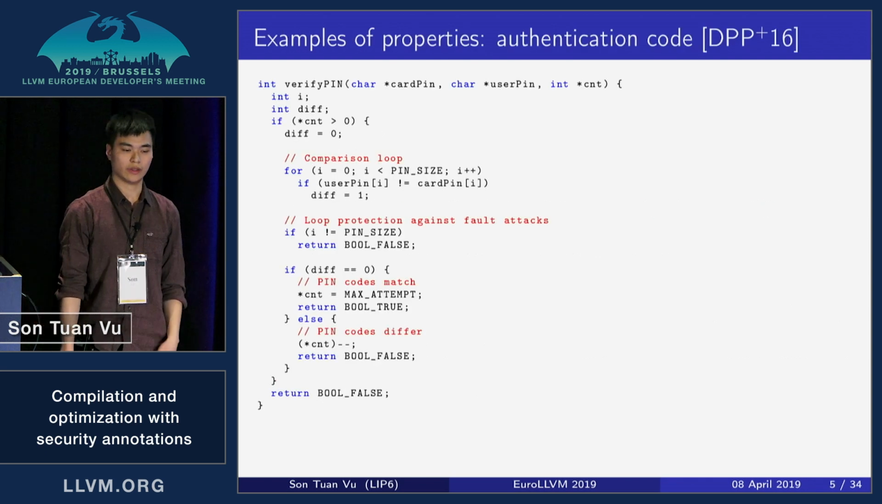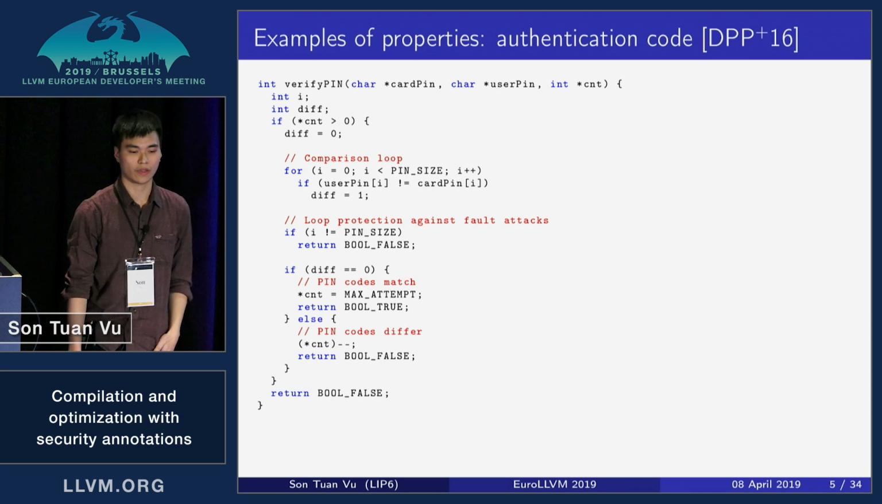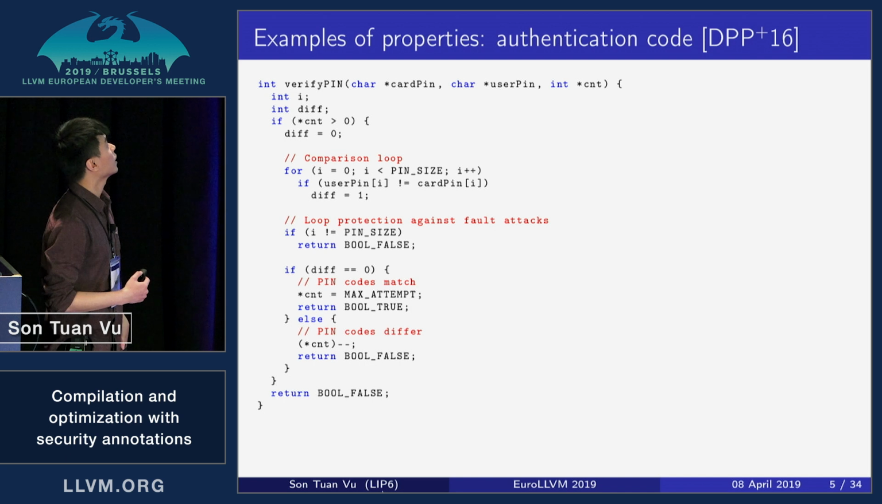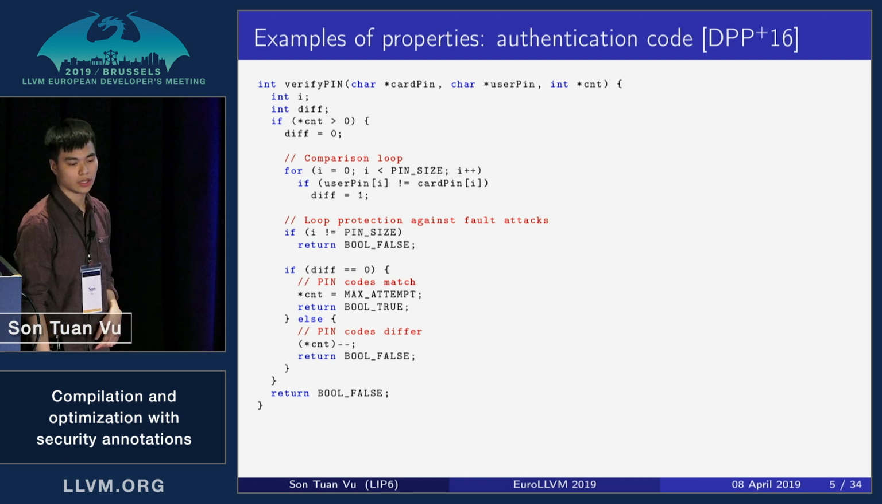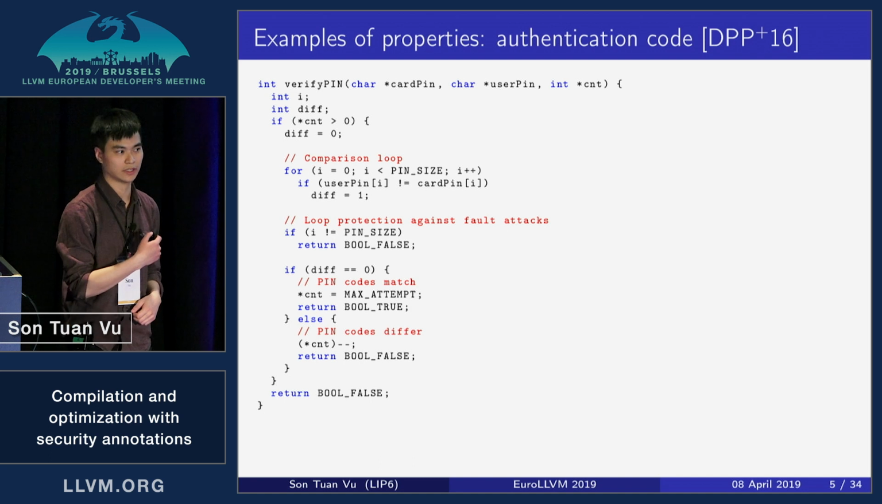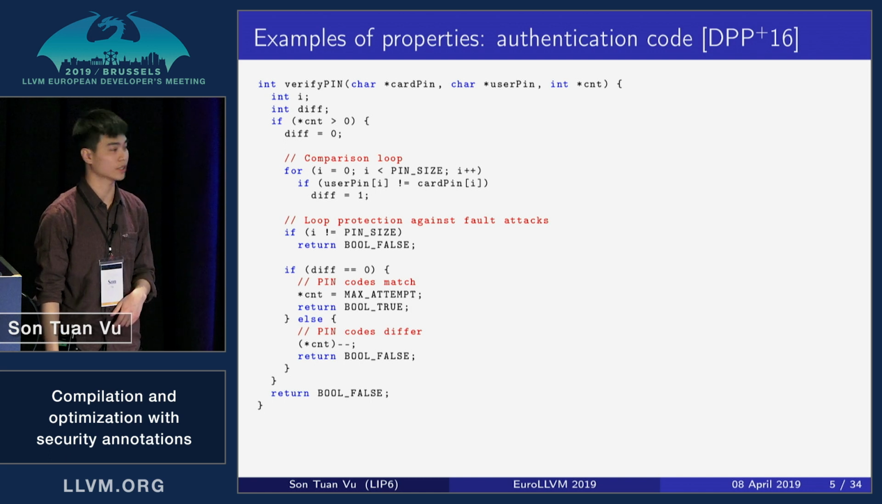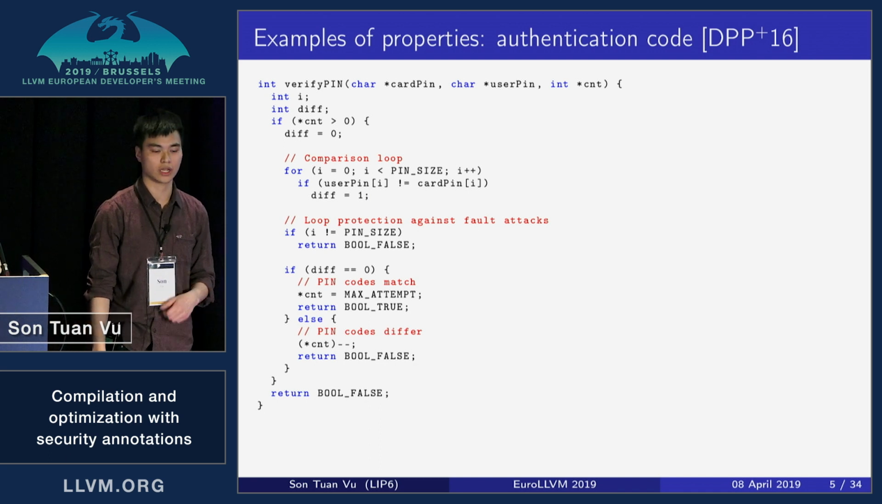To better illustrate the diversity of program properties, I'm going to show you some interesting examples on an authentication code in the context of security against physical attacks. So we have the function verify PIN here. It compares the PIN code of the card against a code entered by a user using a comparison loop. And we insert a trivial loop protection here to ensure the correct execution of the loop. I know that it may seem silly to you, but it really makes sense under fault injection. And then the function returns true or false, depending on whether the user has entered a correct code or not.